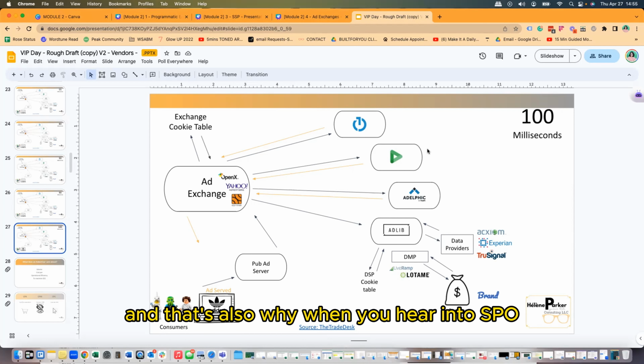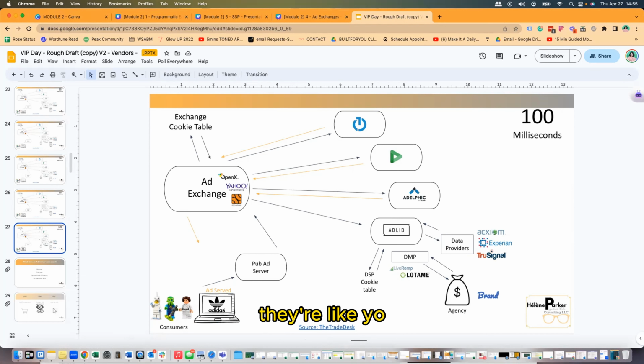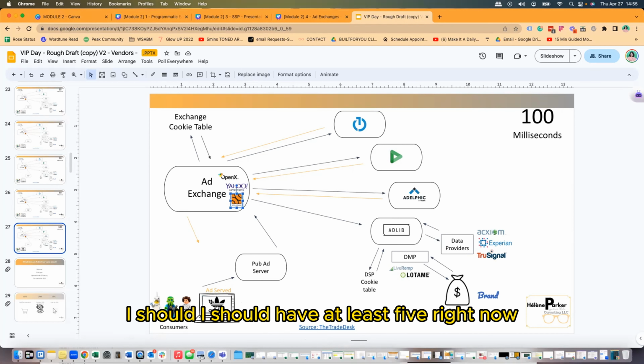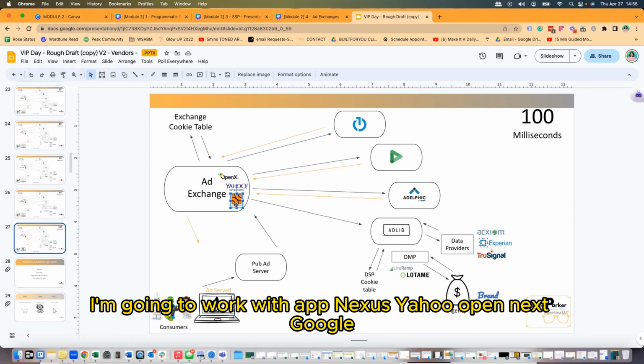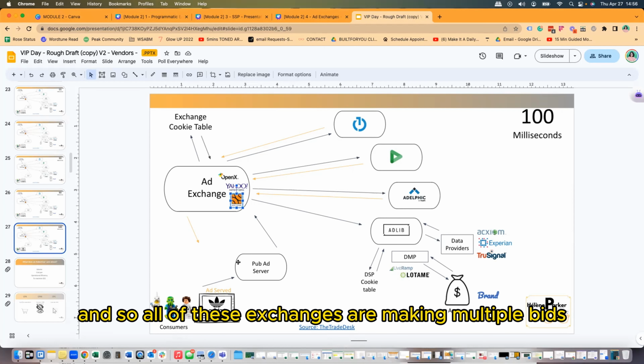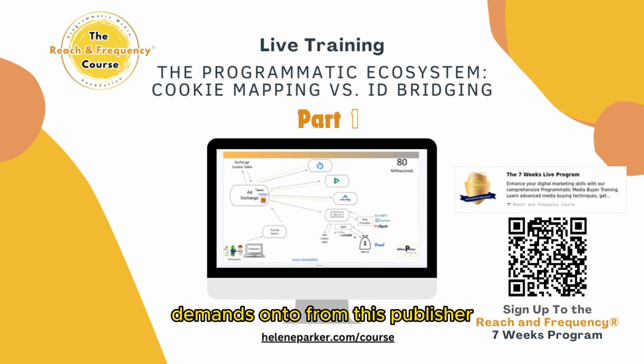And that's also why when you hear SPO, and that's the second topic, and why SPO started, it's because publishers got desperate. They're like, yo, I'm not only going to work with AppNexus, because AppNexus only pays me $2 out of the $10. I should have at least $5, right? Now I'm going to work with AppNexus, Yahoo, OpenX, Google, all of these. So all of these exchanges have access to the same inventory. And all of these exchanges are making multiple bid demands from this publisher, and it became really messy.